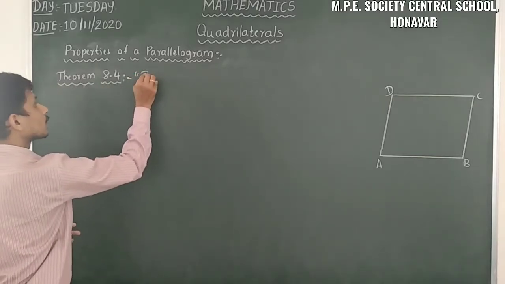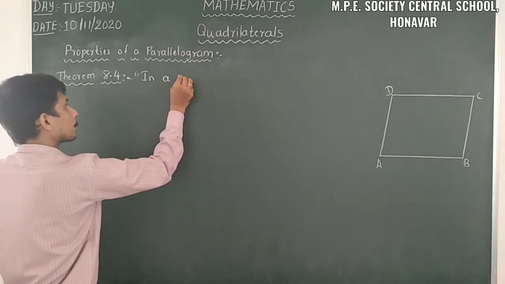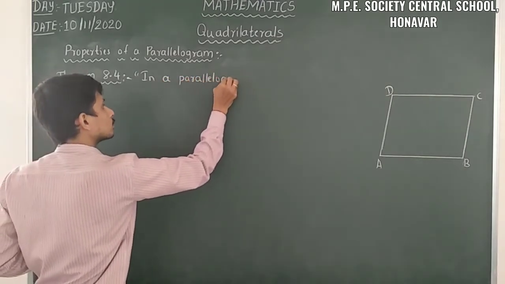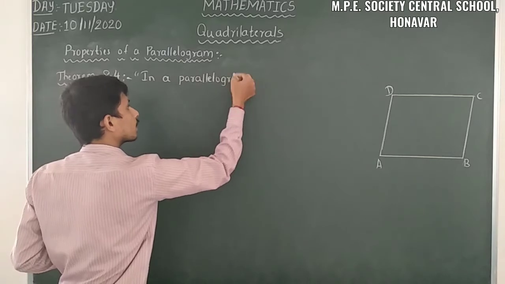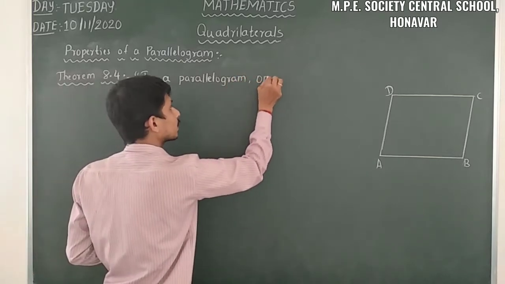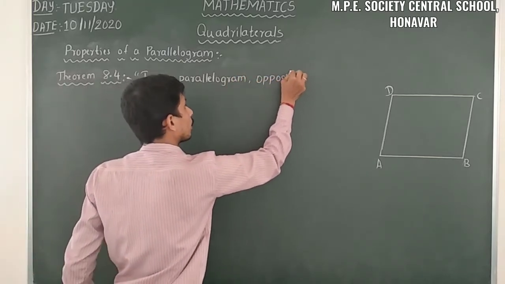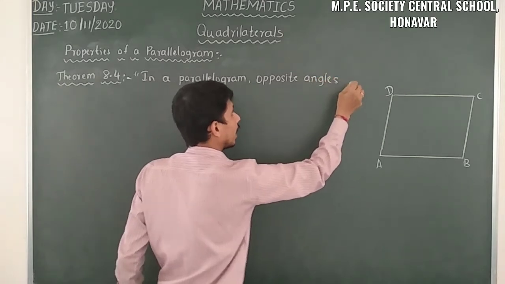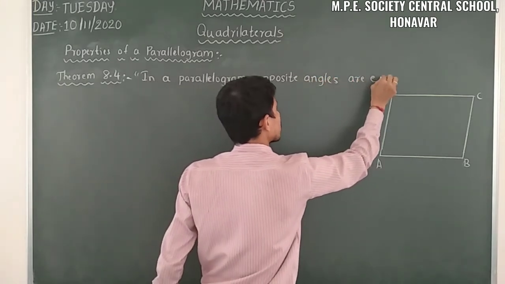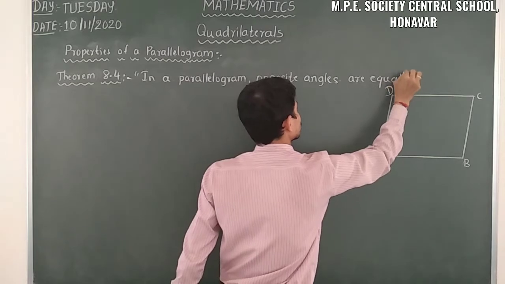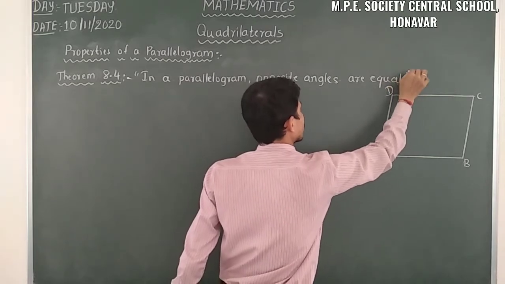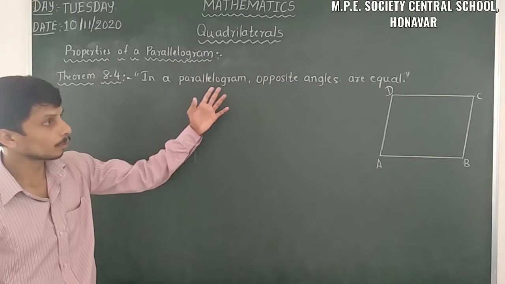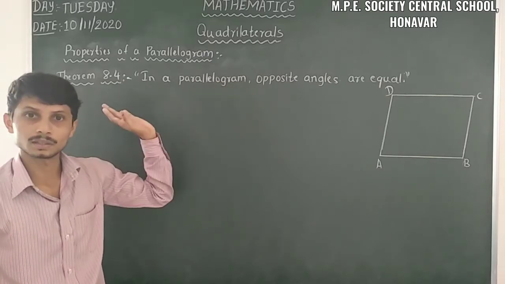In a parallelogram, opposite angles are equal. Opposite angles are equal here. So in a parallelogram, opposite angles are equal.